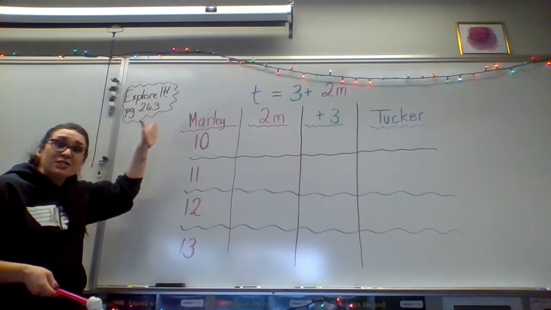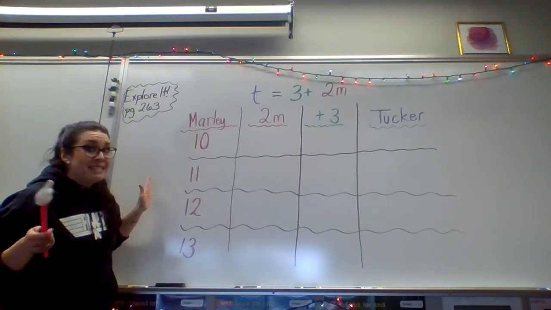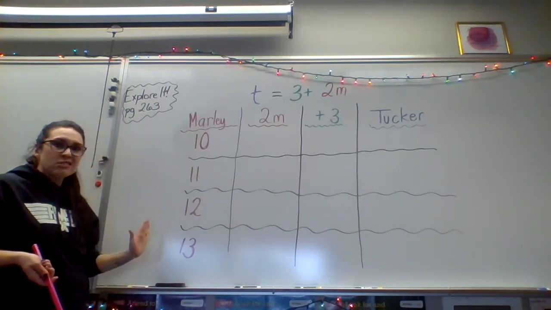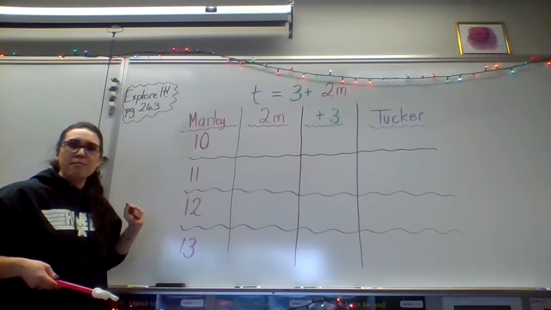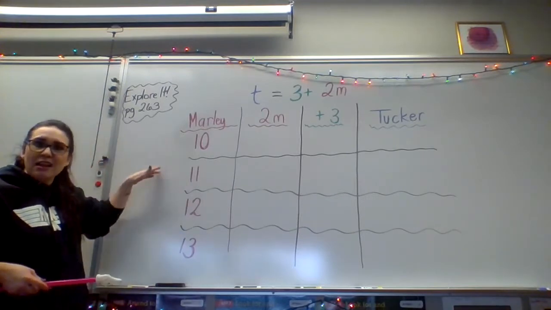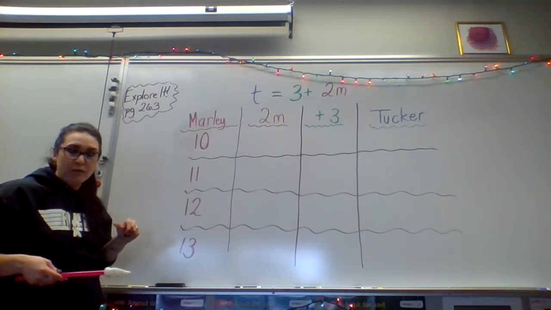But the point is, this right here is your independent variable, right? So I can start wherever I want to. So I'm just giving Marley the benefit of the doubt. He has 10, 11, 12, and 13 golf balls to start out with, right?